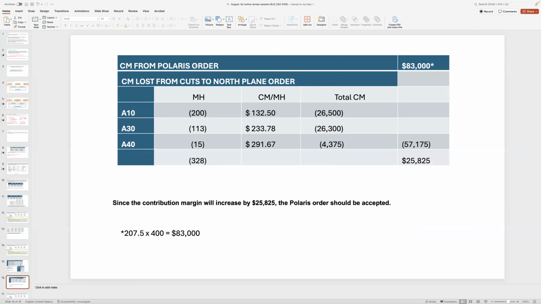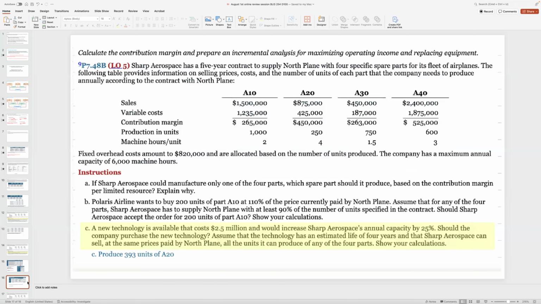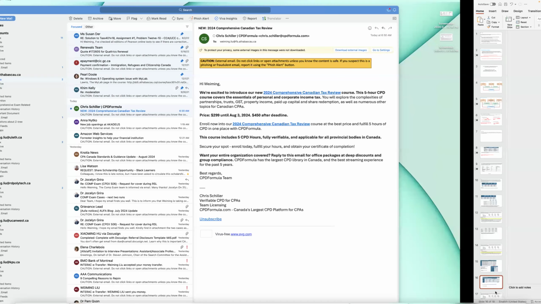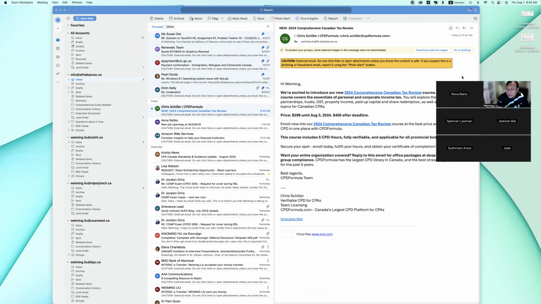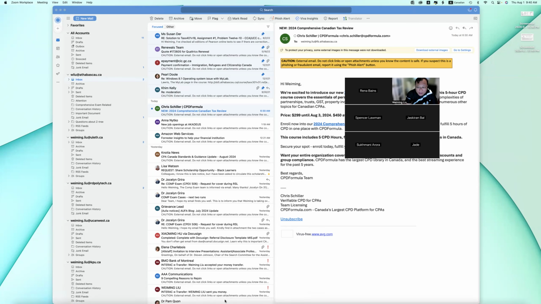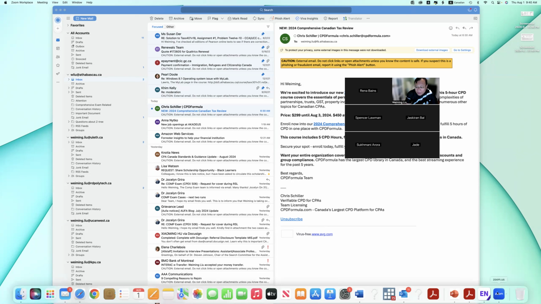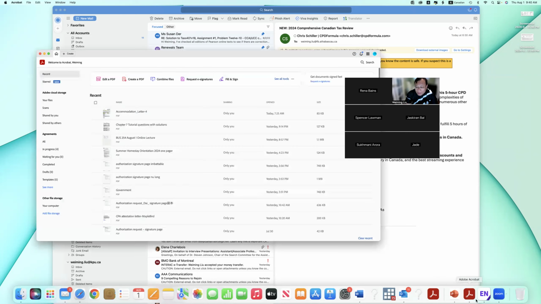And because Polaris is purchasing 200 units, each unit is 2 hours, so in total we have 400 machine hours times the contribution margin per machine hour. So that's how I get my 83,000. Okay. All right. So does this make sense? Just give me a second. Okay. If this makes sense, please give me a thumb up.